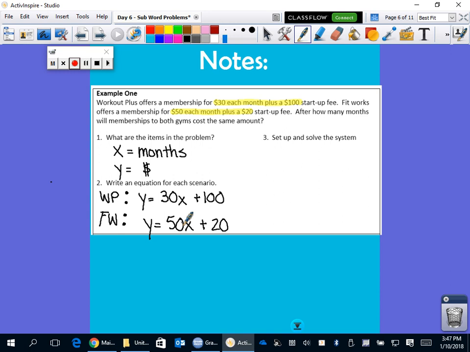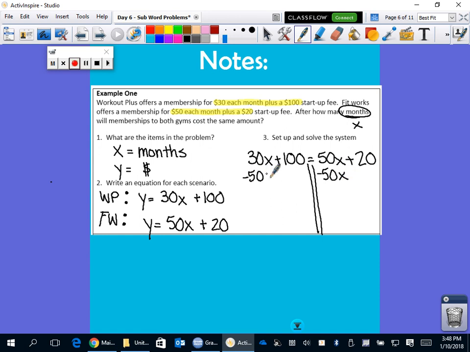Now to set up and solve, the beauty here is that they're both equal to Y, so I can set the two equations equal to each other. And then we're going to just solve for X here. Because the question says, after how many months will membership to both gyms cost the same? So I want to know after how many months. So that is my X. So I need to solve for X.